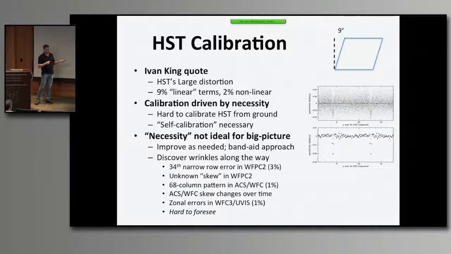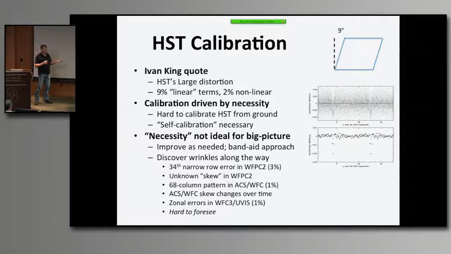With ACS, when it went up there, nobody had any clue that there would be a 68 column pattern that had a 1% impact. All of these things have to do with how the pixels were etched onto the CCD detector. Also, the ACS skew changes over time, and we don't really know why that is. It's probably the detector is moving in the focal plane, and that's probably introducing a change in the skew terms, but nobody really knows what's causing it.